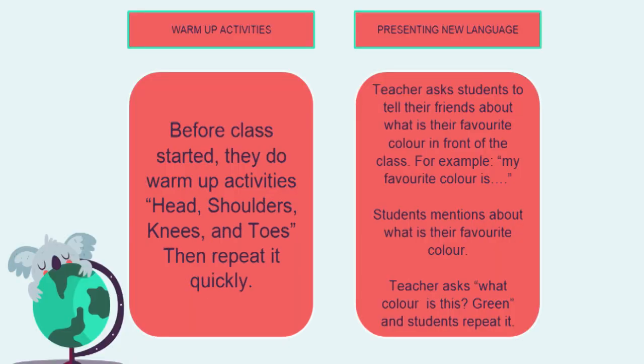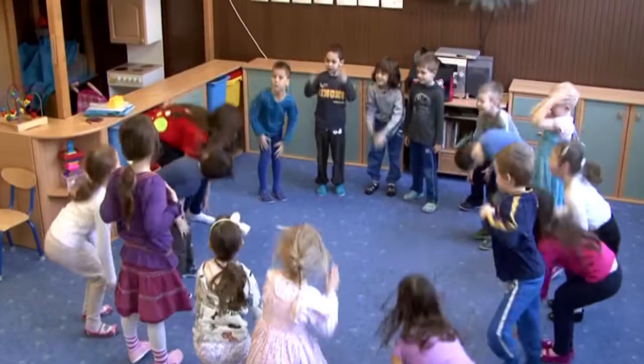Okay, and then we have a warm-up activity. Before class started, they do a warm-up activity like head, shoulder, knee, and toe, then repeat it quickly. This warm-up activity is like exercising student movement. We will be stimulating children's movement. Children will sing along about head, shoulder, knee, and toe, and they touch their head, shoulder, knee, and toe.